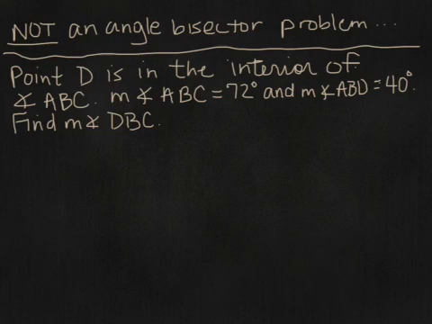So this one says point D is in the interior of angle ABC. The measure of angle ABC is 72 degrees, and the measure of angle ABD equals 40 degrees. Find the measure of angle DBC. So again, I'm going to draw a picture. Point D is in the interior of the angle ABC, so I need to draw angle ABC. And by telling me that it's in the interior, it just means that it's somewhere in this vicinity. So I'll just draw a D in here.